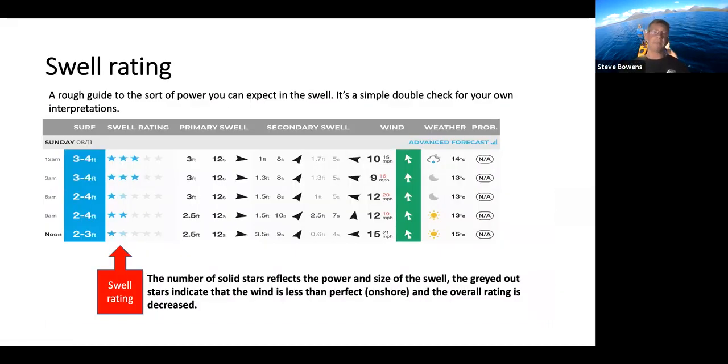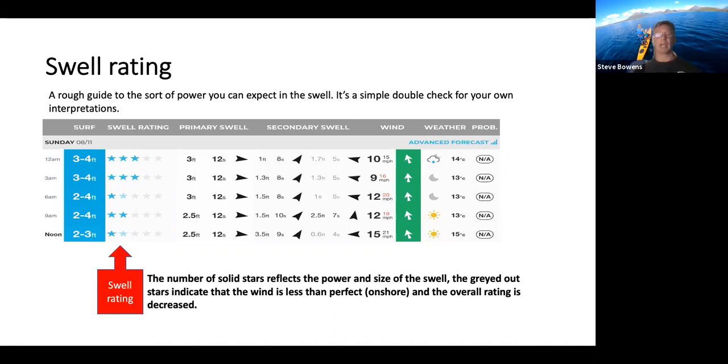This is the actual forecast for my local beach, Godrevy, which is just up the road. This is the actual forecast for yesterday morning. I've also taken some video clips so that we can look at what Magic Seaweed says, and then interpret that to what it actually looks like.